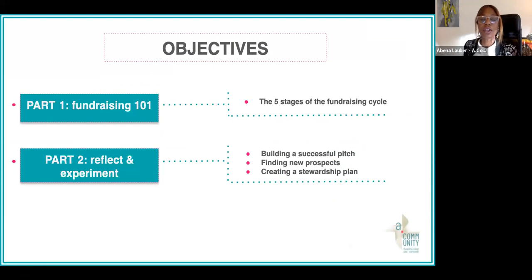Okay, so just to go over the objectives before Emily starts on the next slide. The first part is the 5 stages of the fundraising cycle. Fundraising 101 is just really understanding that there are steps that you go through, and each step is important to understand in order to develop a strategy. Each step has key actions that have to be done, and there's time that needs to be spent at each step. The way we go through these steps for each funder will be different.